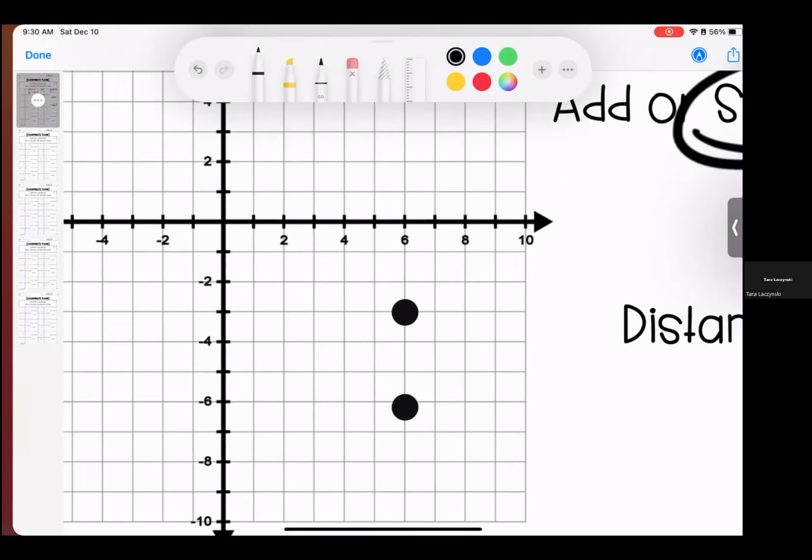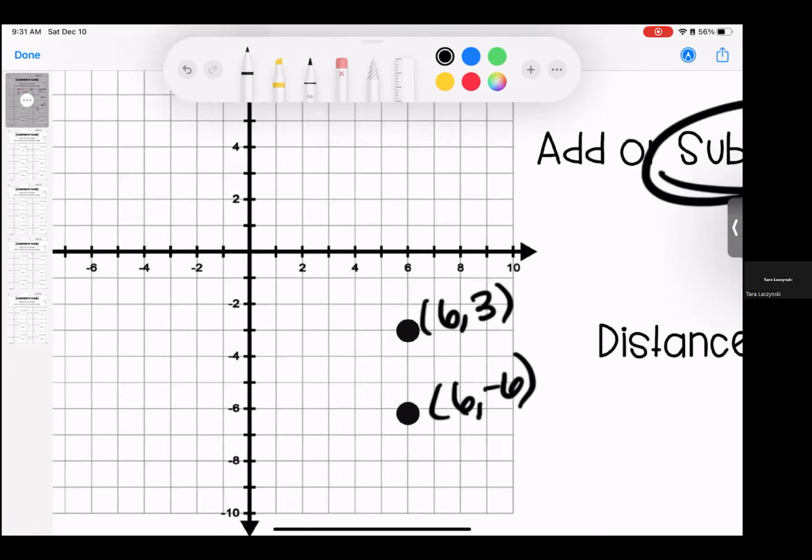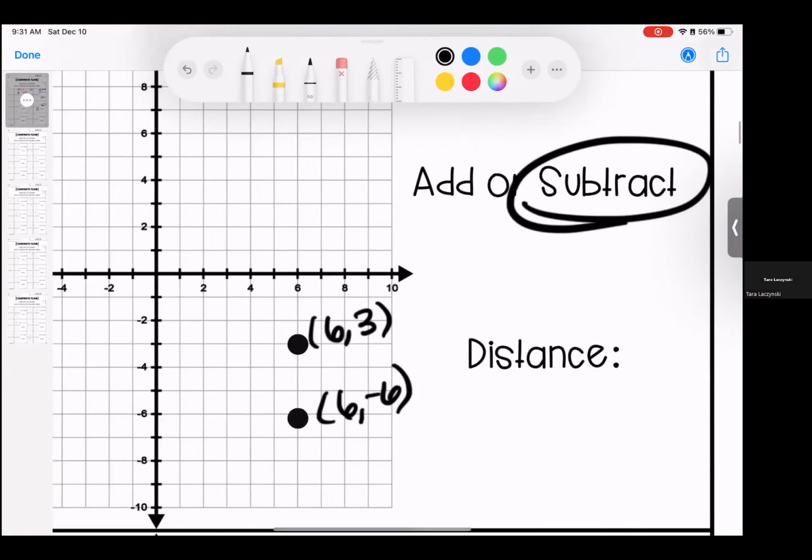Let's look at where they are. For this one, I go to the right 6 and down 3. Next one, I go to the right 6 and down 6. So my x's match, these should be negative. My x's match, but my y's are different.